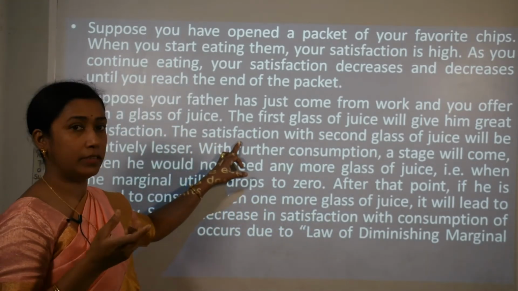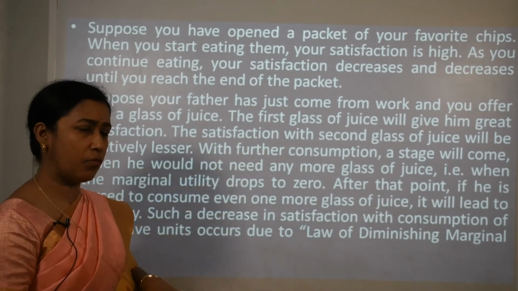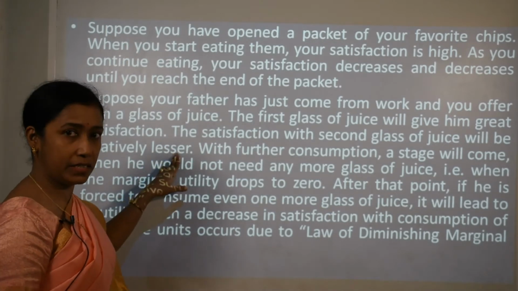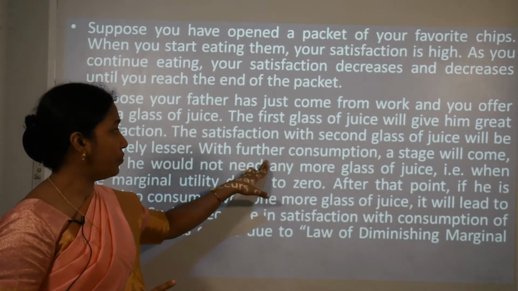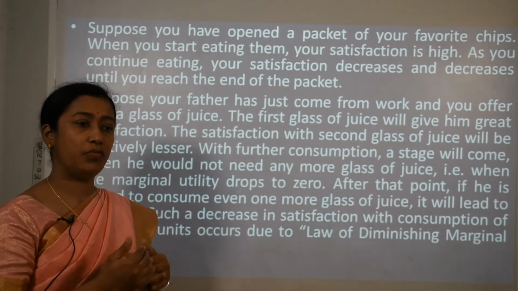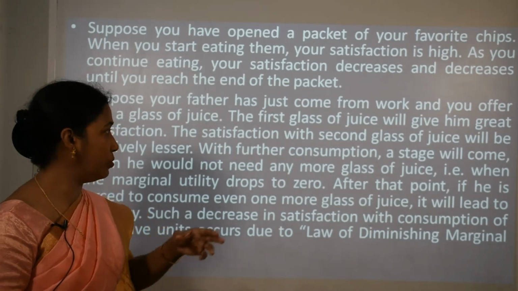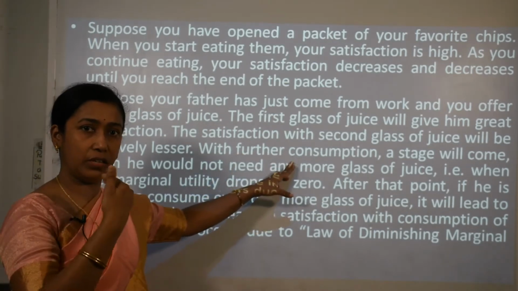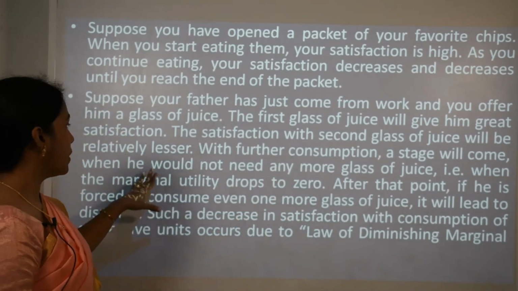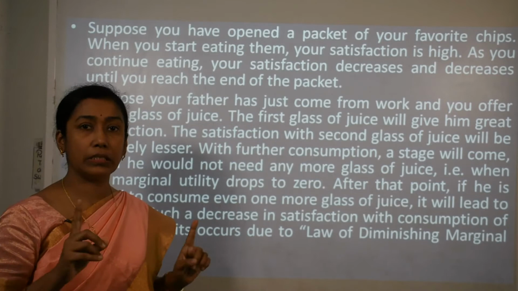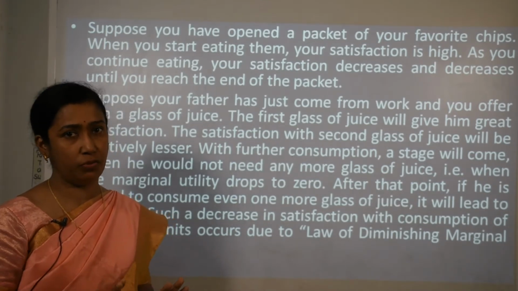And the satisfaction within this, when he reaches the second glass of juice, will decrease somewhat, or be relatively lesser than the first level of satisfaction from the first glass. With further consumption, that means if you are offering the 1st, 2nd, 3rd, 4th, 5th or 6th glass of juice, a stage will come when he would not need any more. That means a time will come when your father will not need any glass of juice.